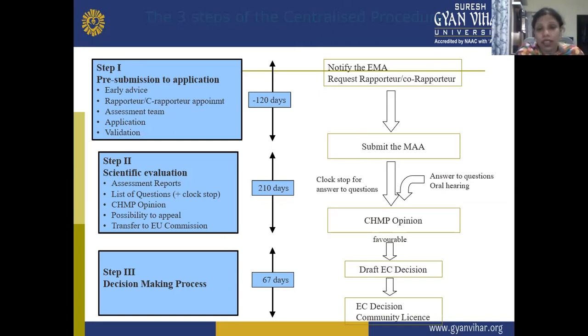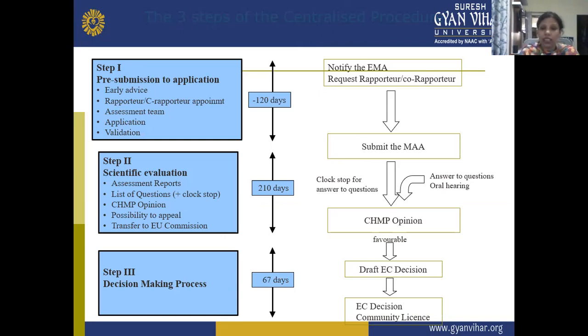in the first step, there is a notification to the EMA. The requester and co-requester will send the request to the EMA first. Then after the first attempt, submission of the MAA is there. After submission of the MAA, there is a clock stop for answering questions and an oral hearing. So, there are some hearings in which all the answers should be given. And then the CHMP opinion is taken.